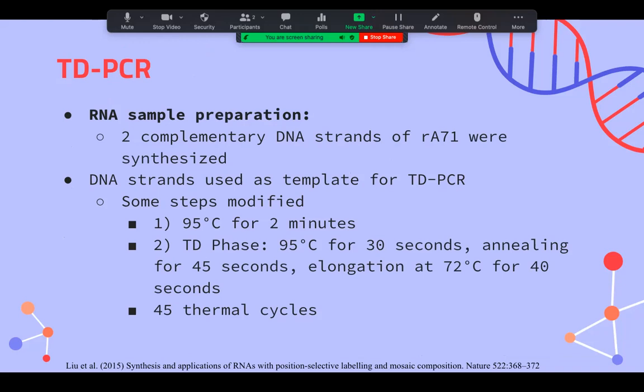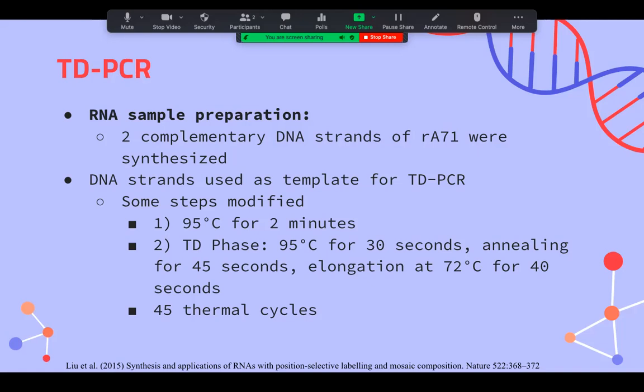And for TD-PCR, the paper synthesized two complementary DNA strands of RA71, which is the nuclear aptamer domain of the adenine riboswitch. And that was made for the RNA sample preparation. Those strands were later used for TD-PCR, and some of the steps were modified.